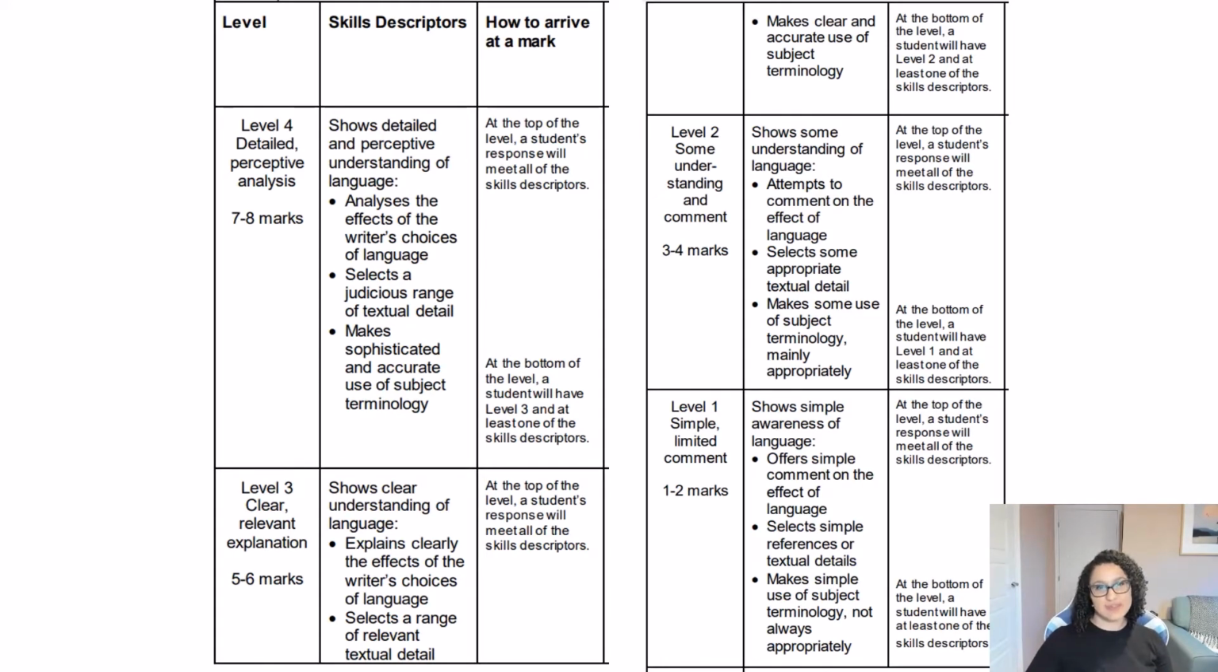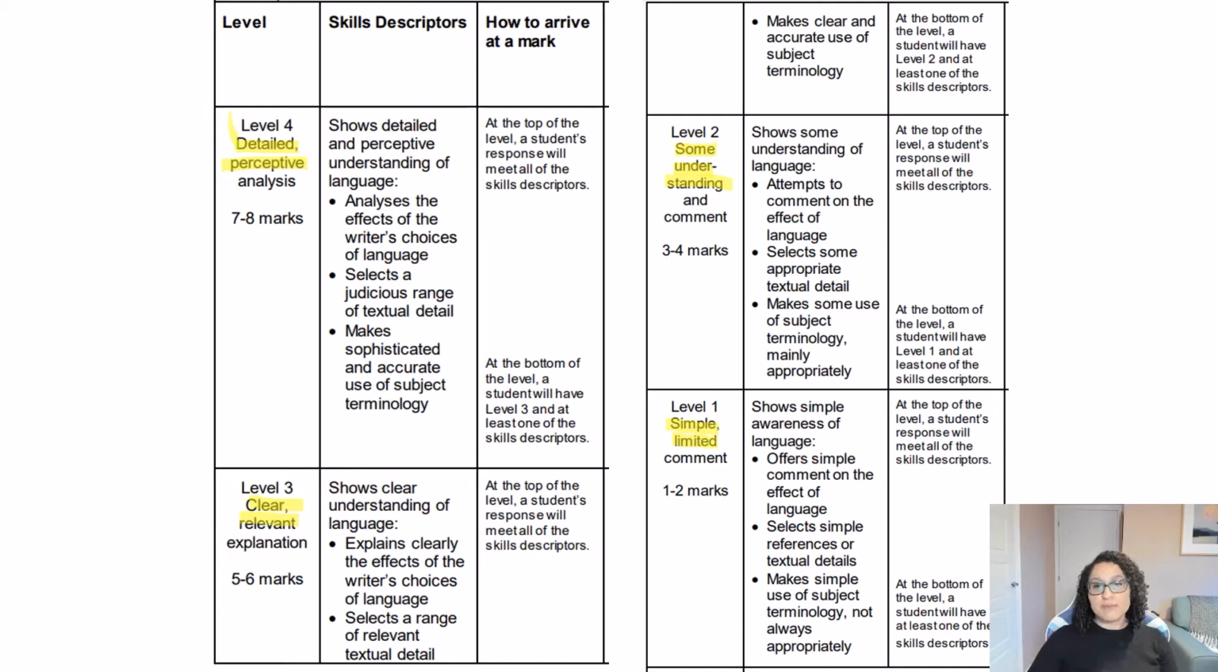The mark scheme for this question is split into 4 levels, and basically the level that you go into heavily hinges on the quality of your analysis, and we can see that based on the comments that AQA have put on the side here, with level 1, simple, limited, level 2, some understanding, level 3, clear and relevant, level 4, detailed, perceptive. So I'm just going to start off by explaining what AQA mean by that so that we understand exactly how it is we're going to get marks in this question.